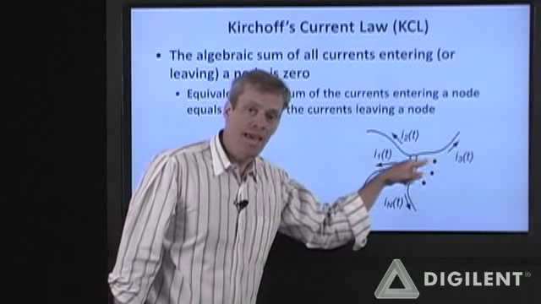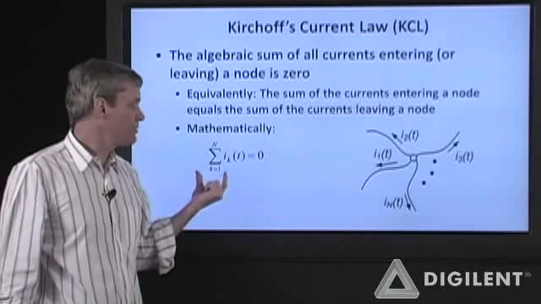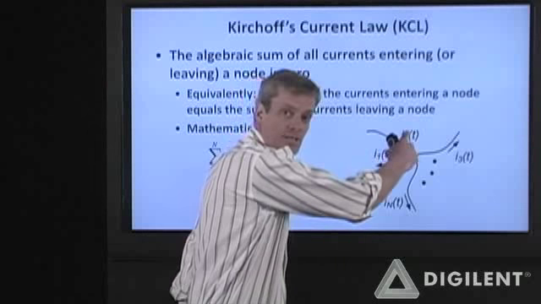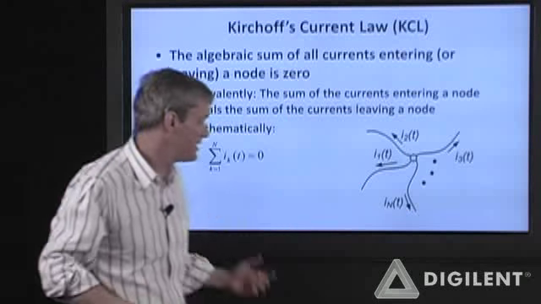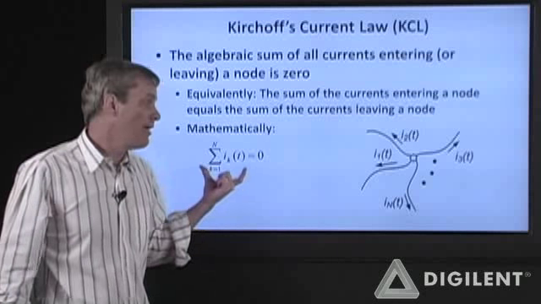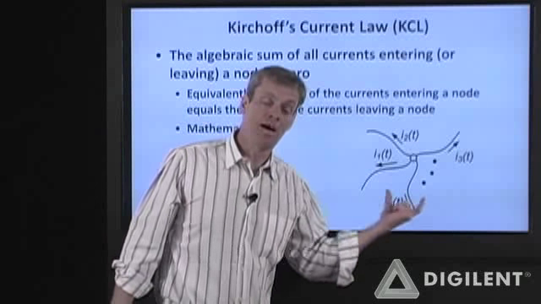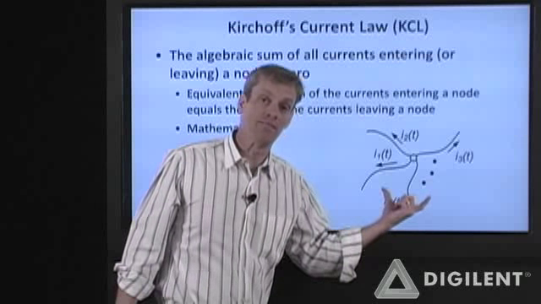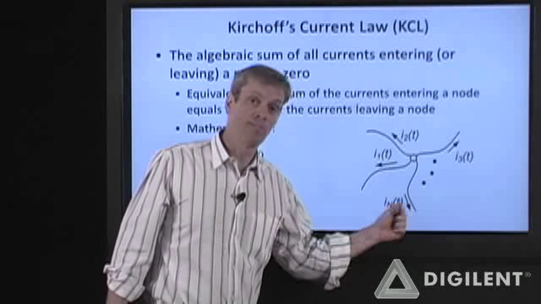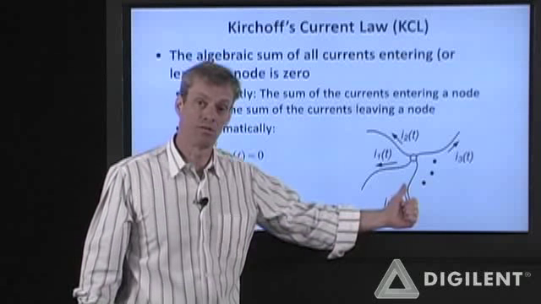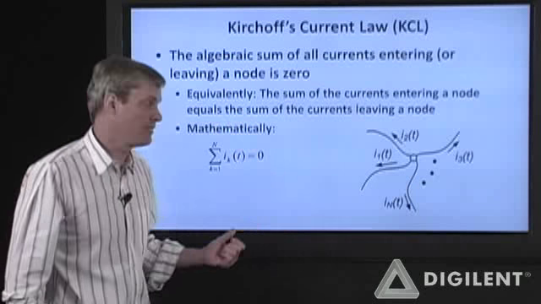For this particular case, mathematically, if I do a sum from k equals 1 to n of I sub k, so I1 plus I2 plus I3 on up to I sub n, if I add all those up, I have to get 0. Now, obviously, since all of these are defined positive as going out of the node, some of these currents actually have to be negative. So if this is a negative number, it simply means that that current direction has switched. It's going into the node rather than out of the node.